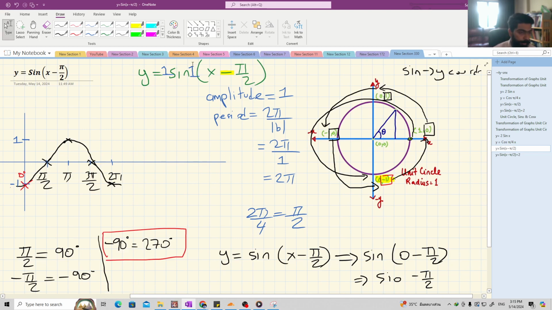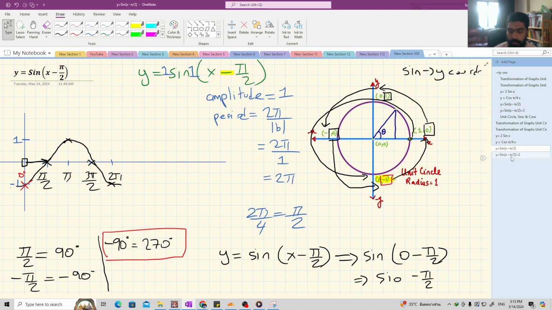All right, guys. Now this is when we are talking about the phase shift. Keep in mind that if this x is grouped with negative, it will go towards the right. If x is grouped with the positive, it will go towards the left. In other words, we can also say that the starting point has moved from 0 to pi over 2. So minus pi over 2 will change to pi over 2.